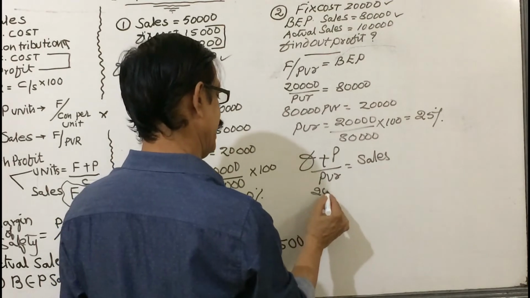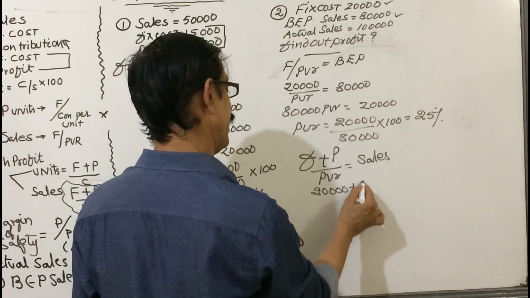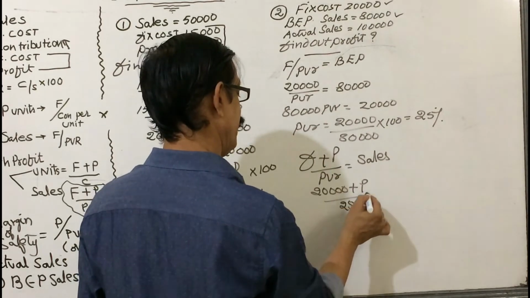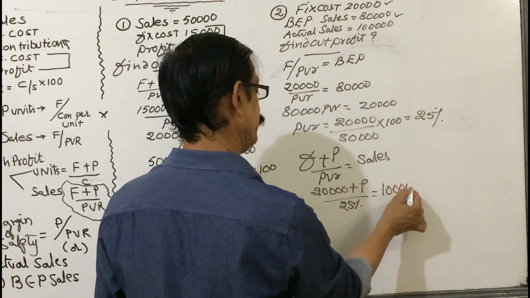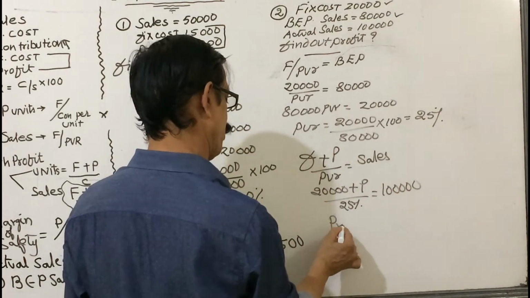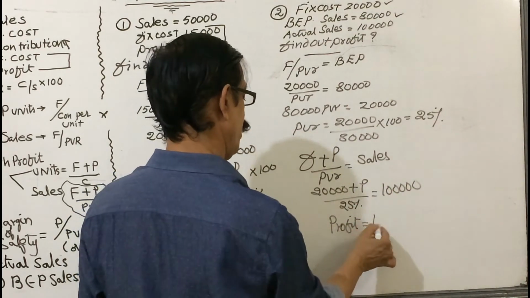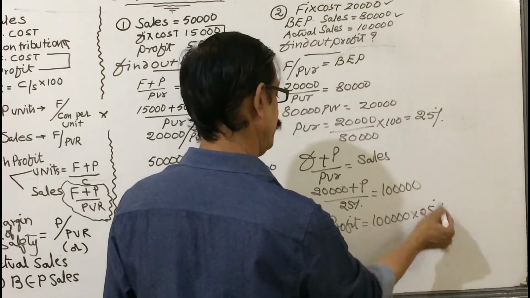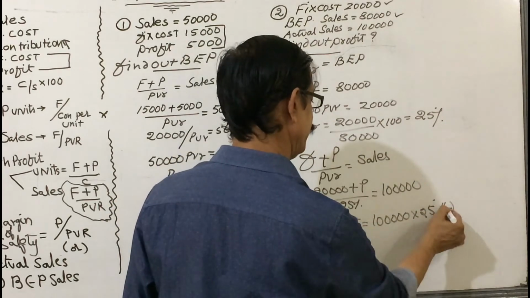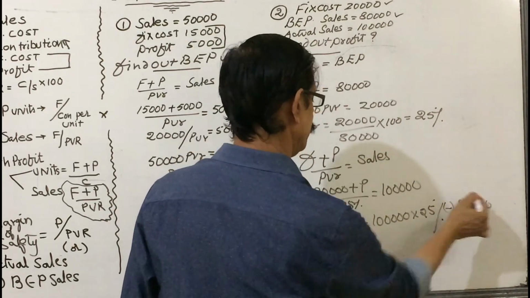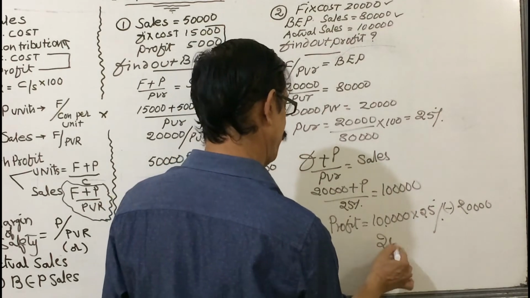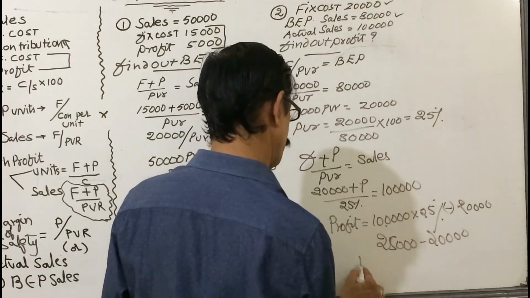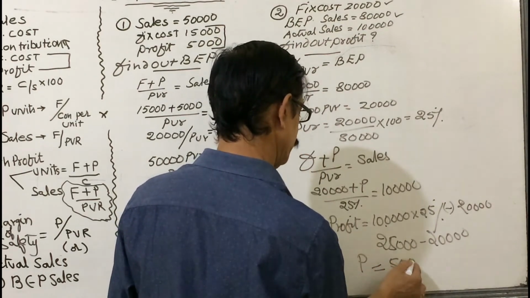F I know 20,000, but I don't know profit. PVR I know 25%. That is equal to sales 1 lakh. Now profit is equal to 1 lakh into 25% minus 20,000. 1 lakh into 25% is 25,000, minus 20,000, so profit is equal to 5,000.